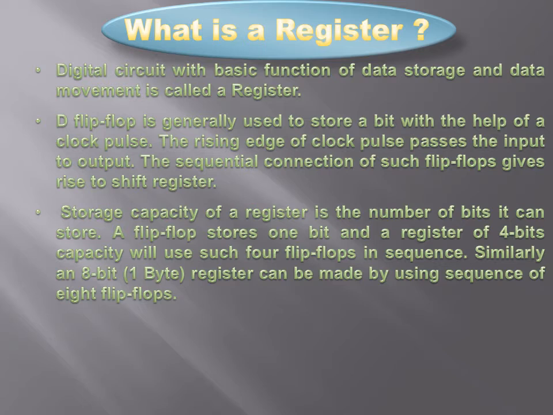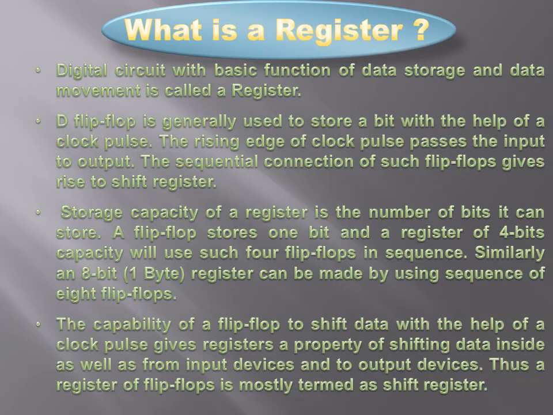The storage capacity of a register is the number of bits it can store. A flip-flop stores 1 bit, and a register of 4 bits capacity will use 4 such flip-flops in sequence. Similarly, an 8-bit, 1 byte register can be made by using a sequence of 8 flip-flops.